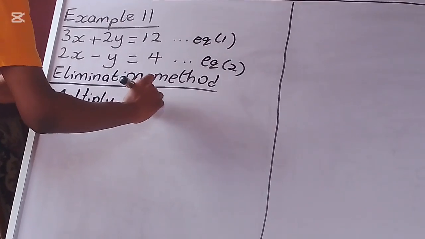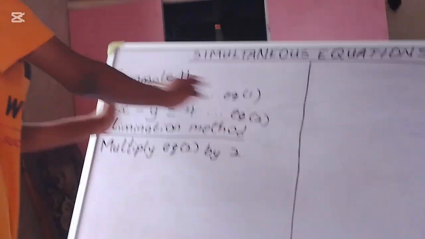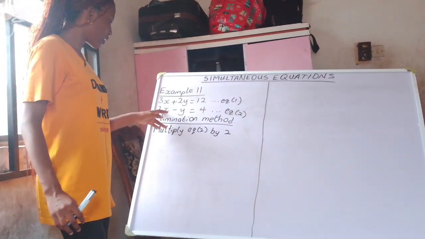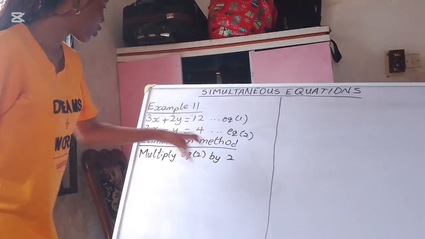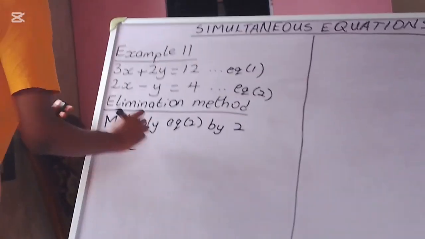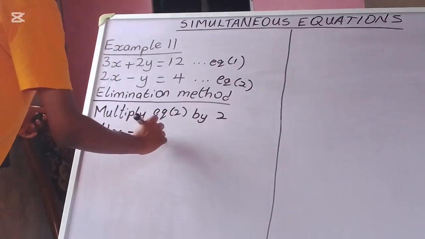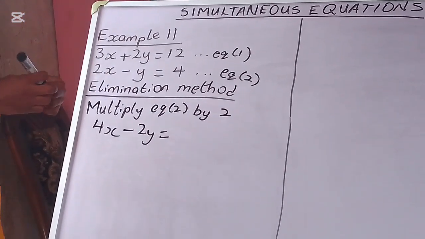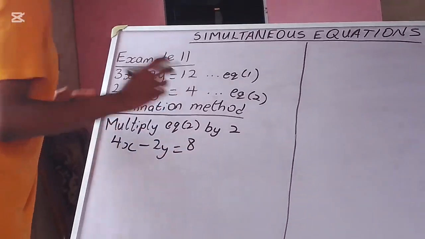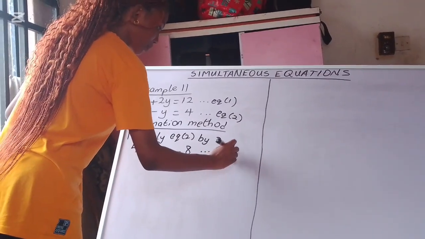Multiply equation 2 by 2. And multiplying by 2 is for the entire equation. You are not just focusing on y. So if we multiply the entire equation, first of all, use the 2 to multiply 2x, and that will give us 4x. Use the 2 to multiply negative y, that is negative 2y, equal to, on the right hand side, use the 2 to multiply 4, and that is 8. So hence, we have a new equation called equation 3.